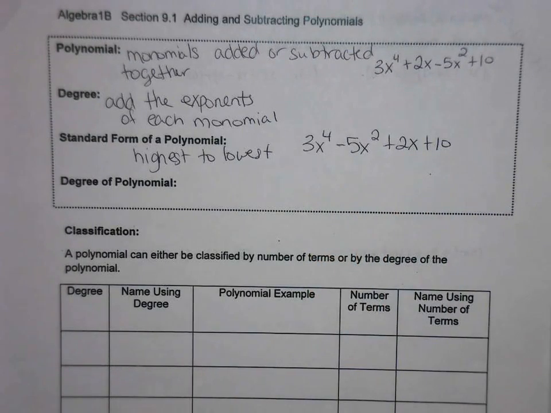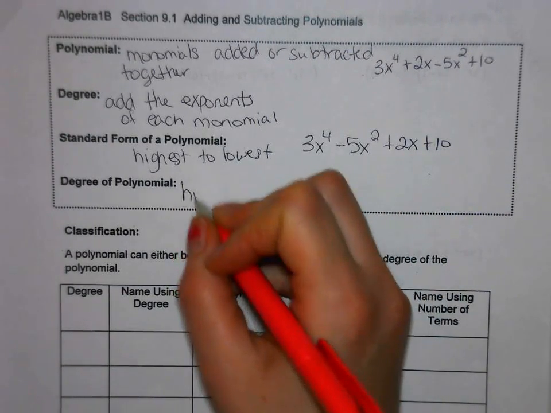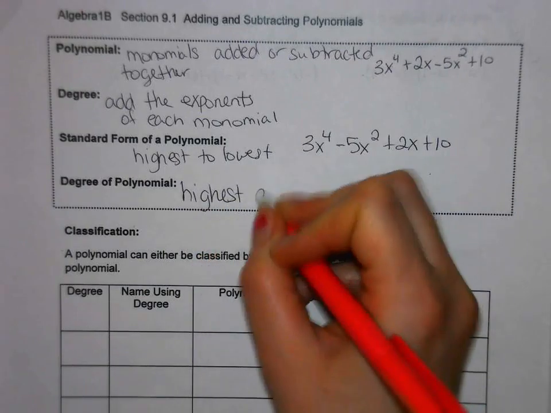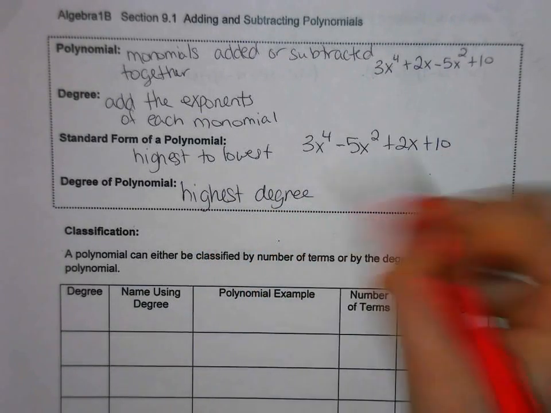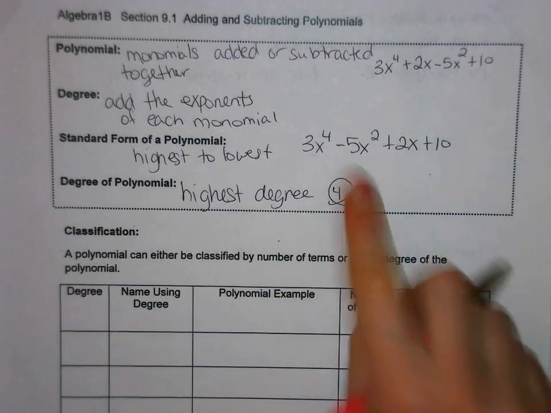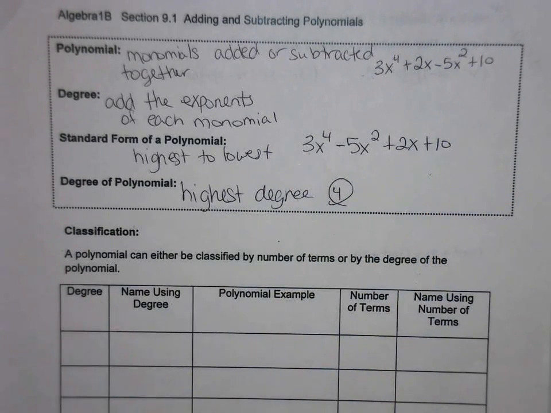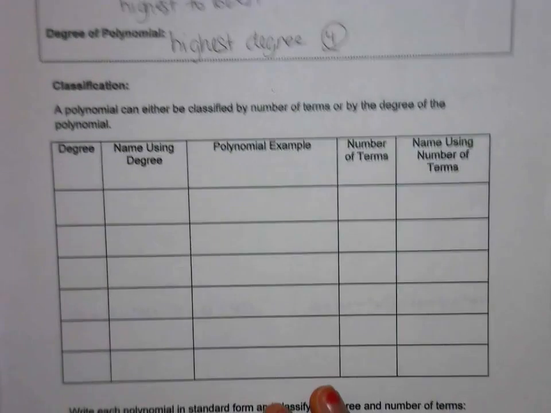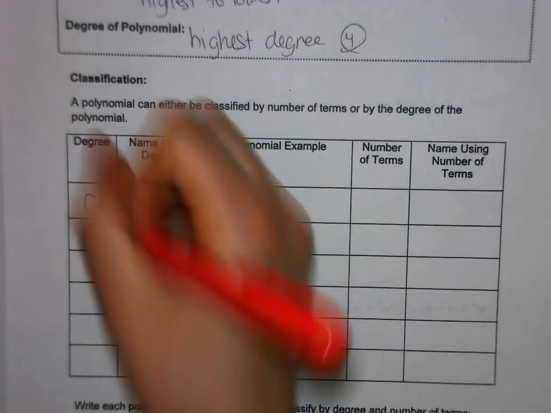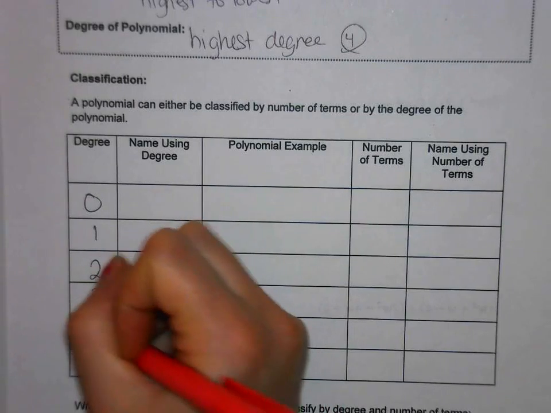The degree of the polynomial is the highest degree. So for this example, 4 is our highest degree. Okay, let's look at the different types. We're going to be looking at 6 different degrees: 0, 1, 2, 3, 4, and 5.